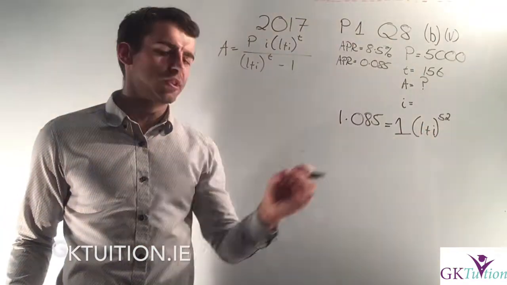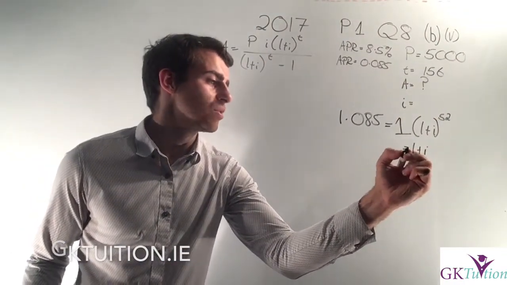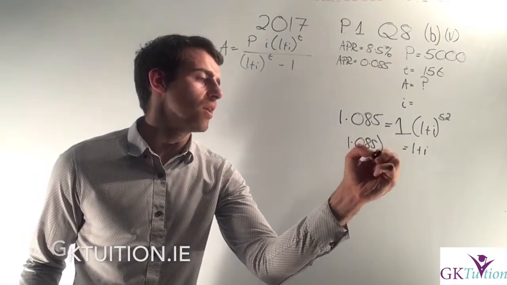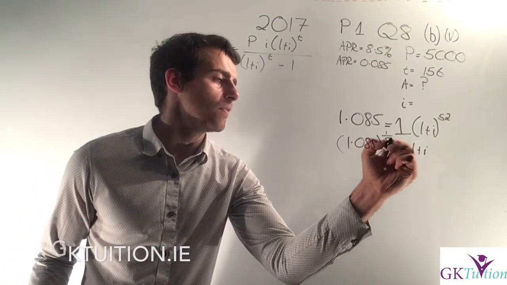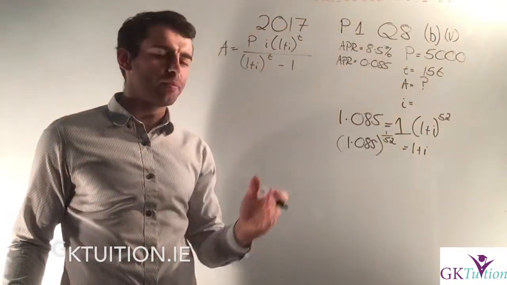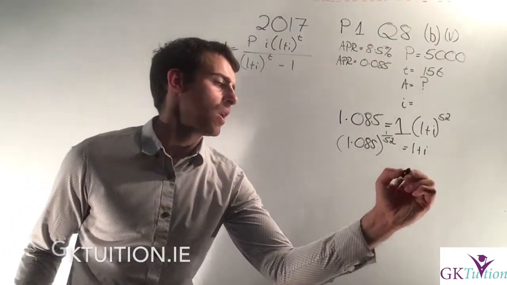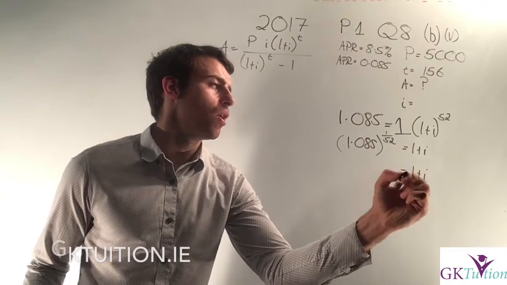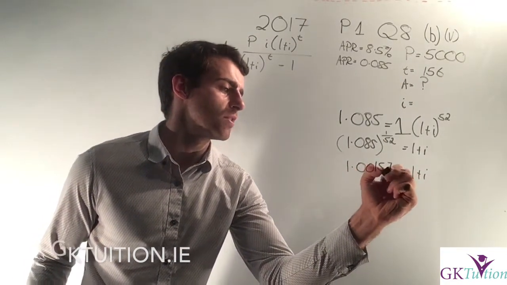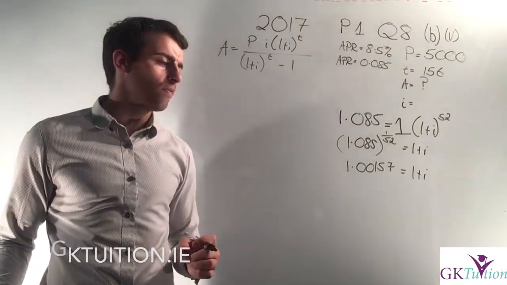So now I just want to isolate my 1 plus I. So if I want to work out what the weekly interest rate is, the 1 plus I will be equal to 1.085 to the power of 1 over 52. So rather than having this side to the power of 52, I have the opposite side to its reciprocal, to the power of 1 over 52. Now if you plug that into your calculator, 1 plus I works out as 1.00157. Okay, so 1 plus I is 1.00157.